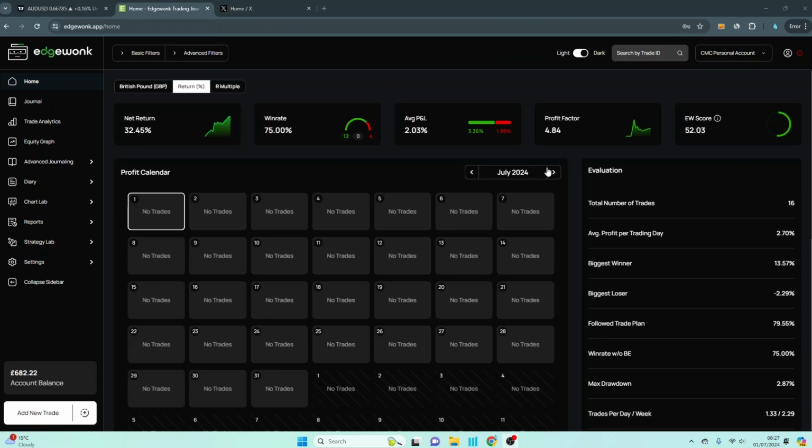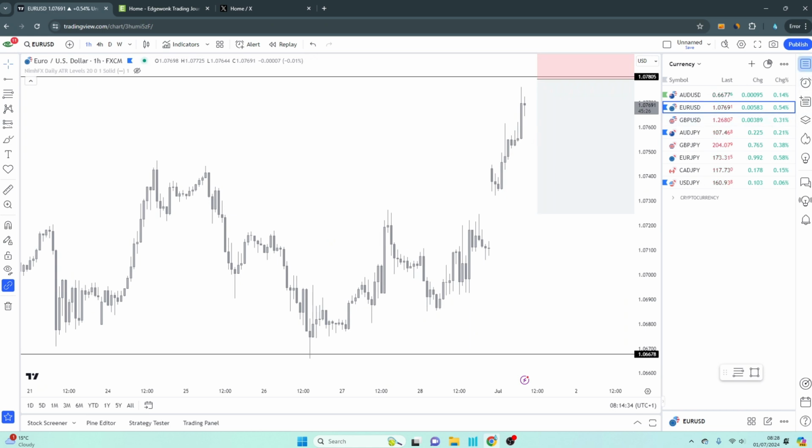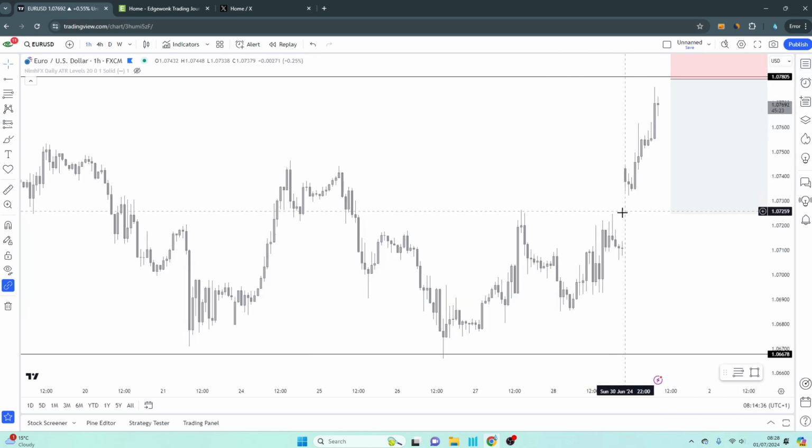But checking the charts on Sunday last night, about 10 o'clock, we got a lovely bit of price action here. Obviously not on AUD USD. This is a bit messy. But if we hop onto Euro, oh my god, look at this gap. So we've gapped up at market open, come down a little bit into this level here, and then just absolutely gunned and retested.